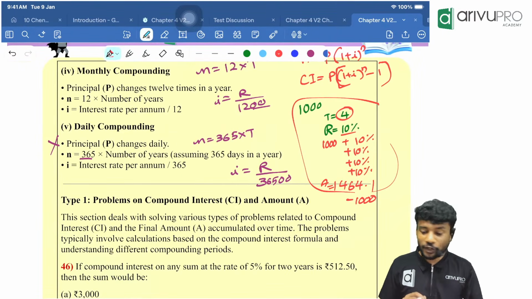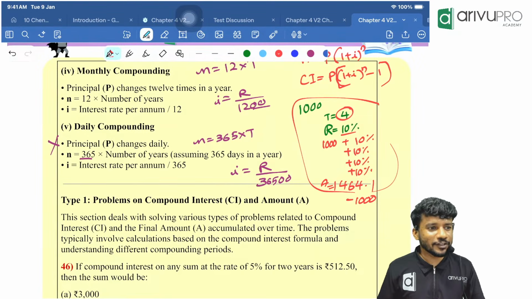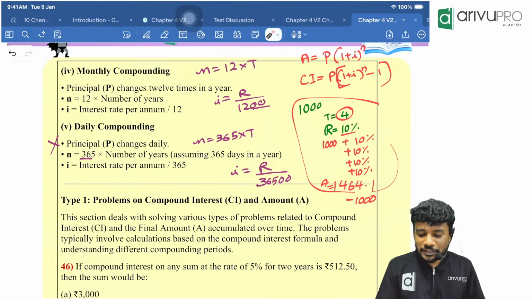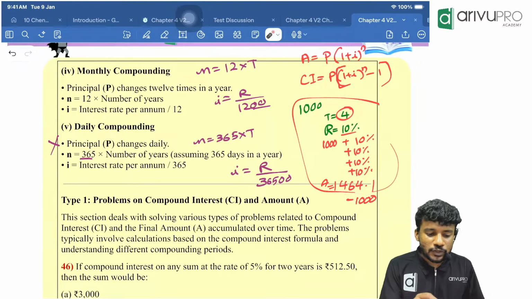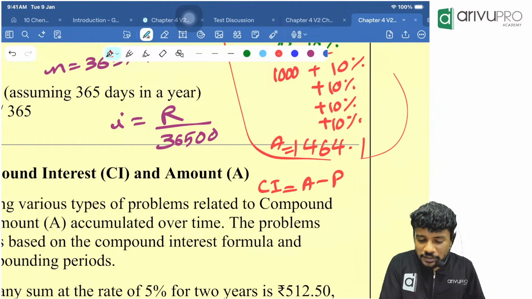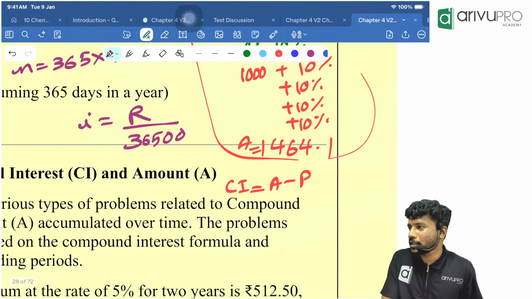Where we are going to use the formula and we will use the calculator wherever we require, because in both ways we are getting the answer. Now, one good question came: Sir, why did I subtract that 1000? Because when I want to find CI, I will take A minus P. That's why I subtracted that 1000.